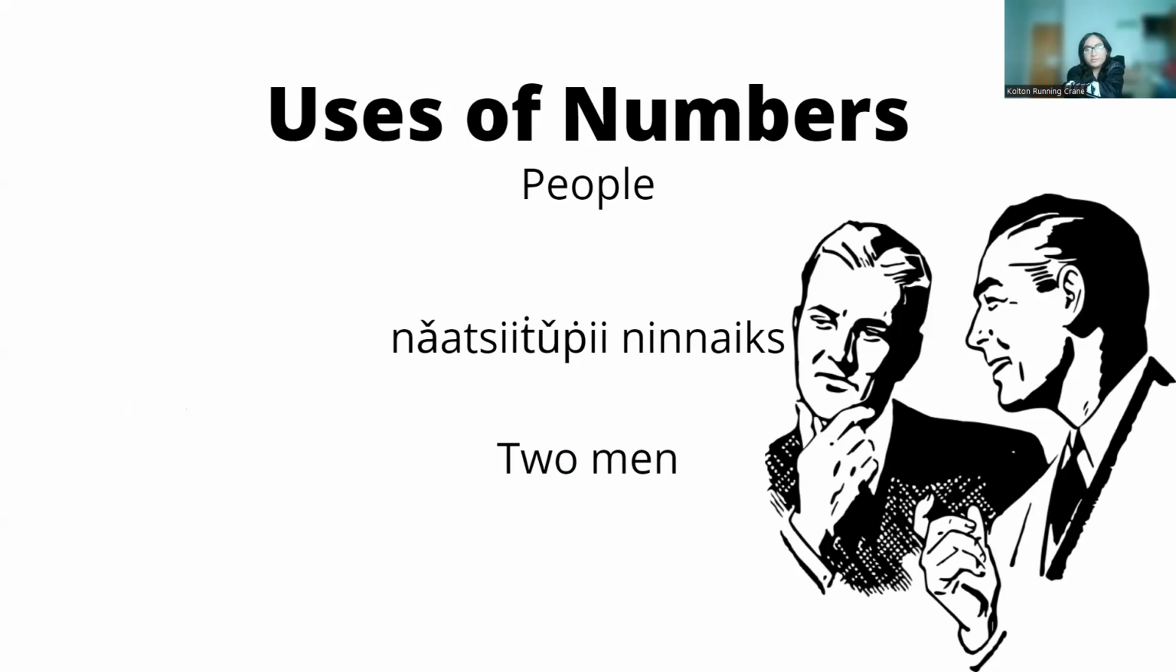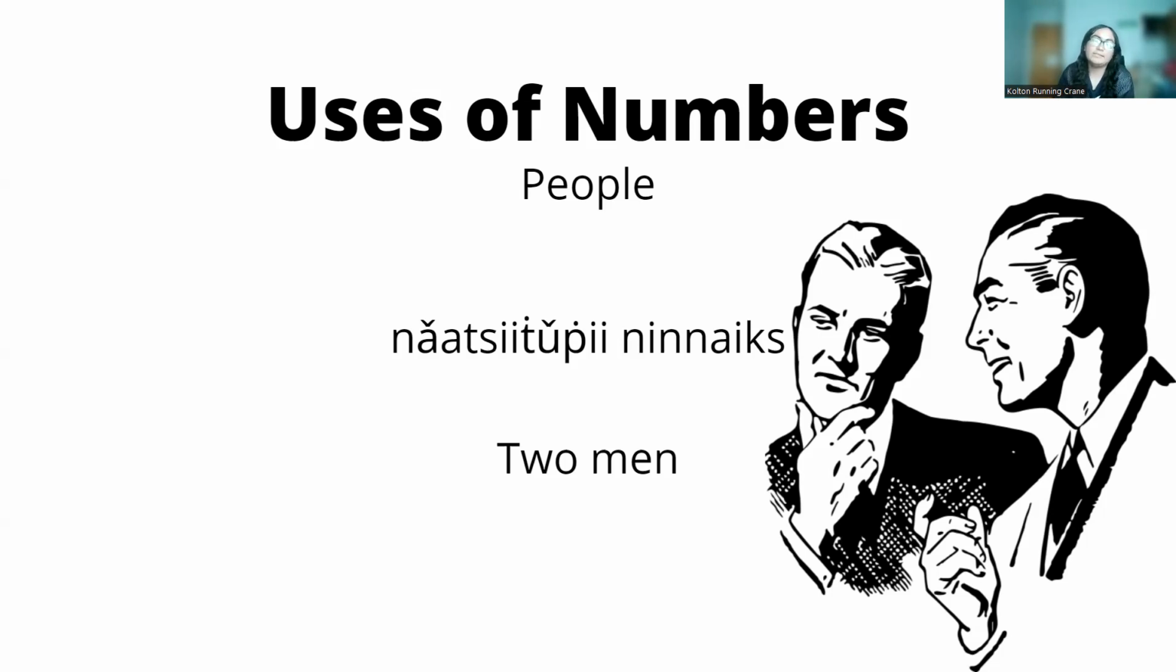An example of how you could use this is if you take the word ninnakes, which is men. If you wanted to say two men, you'd say Nazi tapi ninnakes, which is basically saying two people are men, if that makes sense. That's just how we count people in Blackfeet. We first talk about how many people, and then we talk about the people. So when you want to say something like two men, in reality, you're saying two people are men.